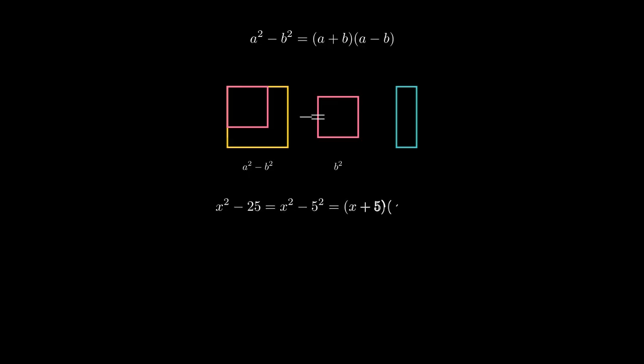For example, x² − 25 is x² − 5², which factors to (x + 5)(x − 5). Another example, 9x² − 16 is (3x)² − 4², giving us (3x + 4)(3x − 4). For expressions with four terms, we can use factoring by grouping.